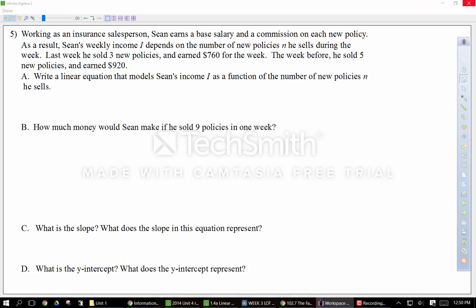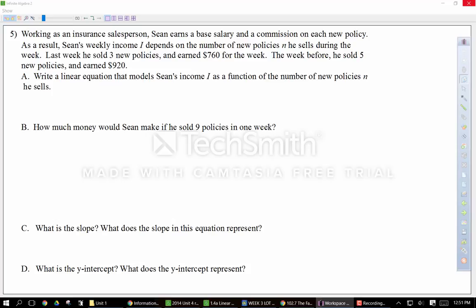So here we go. On this particular problem, it says, working as an insurance salesman, Sean earns a base salary and a commission on each new policy. As a result, Sean's weekly income, I, depends on the number of new policies, N, he sells during the week. Last week, he sold 3 new policies and earned $760 for the week. The week before, he sold 5 new policies and earned $920. So that's a lot of stuff there, okay?